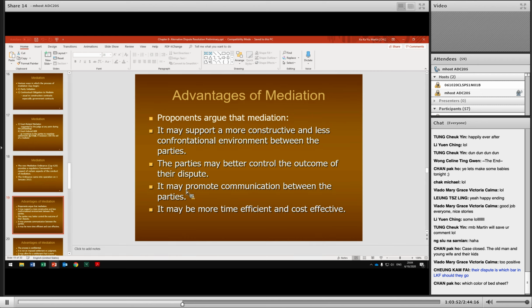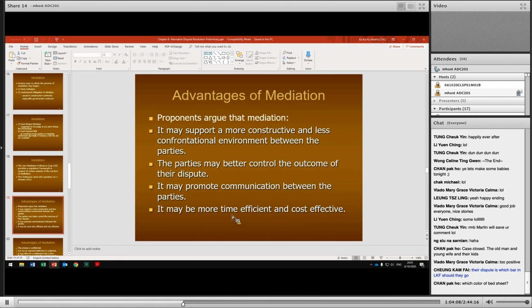So it may promote communication between the parties because they will have the meeting face to face. They can tell the other party what they want. They can tell the other party their considerations. There's no need to use the lawyer to pass the message. So the next one is that it is maybe more efficient and cost effective.